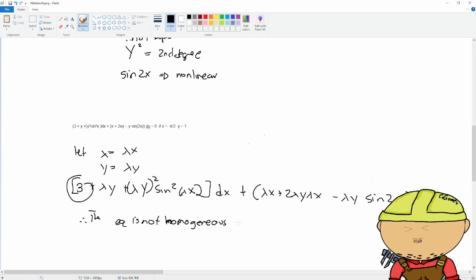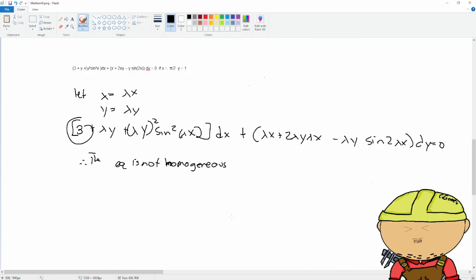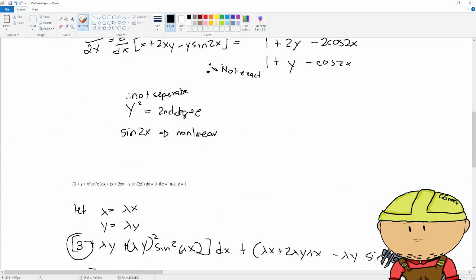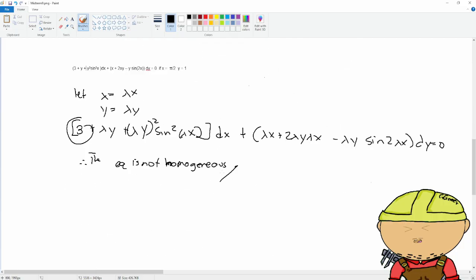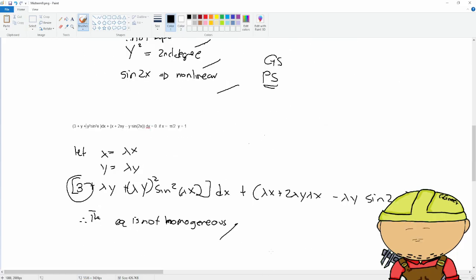Okay? So, in our instruction, determine whether the following differential equation is... so it's not separable, it's not homogeneous, it's not linear, it's not exact. Okay? There we go. If it's not those 4, we cannot solve for the general solution or the particular solution. Right now, we cannot solve it. Then again, the instruction says test for it, so we need to do as follows. Okay. Thank you so much. That's our last problem. Thank you.